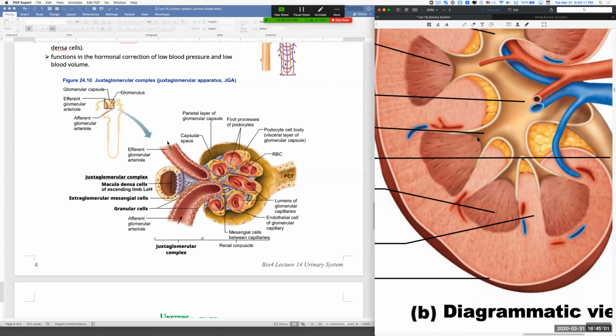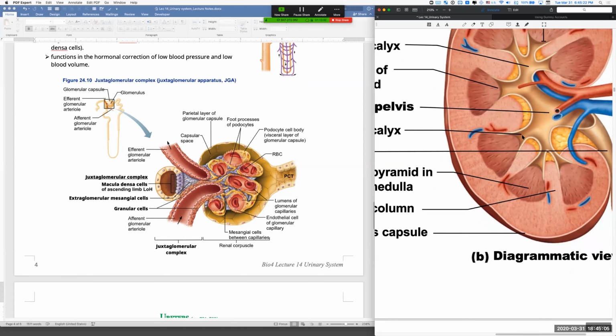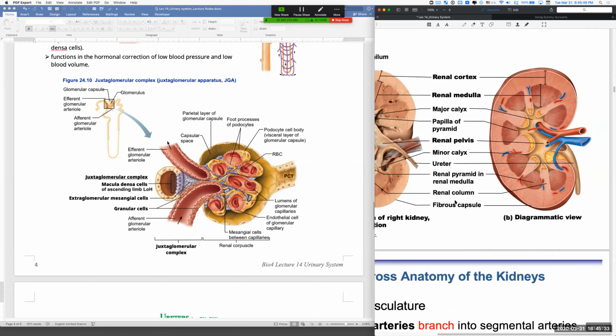The papilla then drains that urine into the minor calyx, or minor calyces for plural. Minor calyces lead into major calyces. So this is the major calyx. Major calyces then drain into the renal pelvis. Okay, so calyx and the renal pelvis. The renal pelvis then dumps its urine into the ureter, and that's where we are.